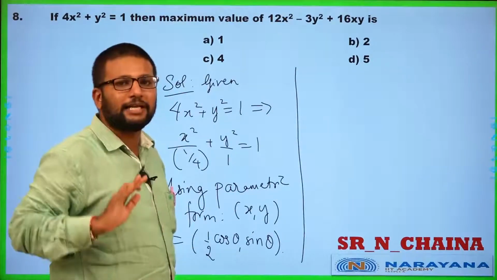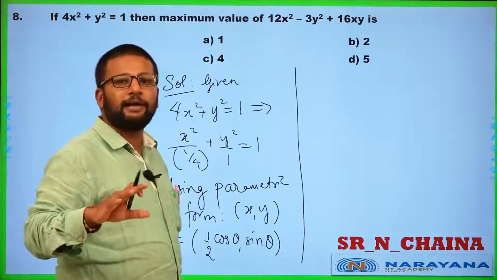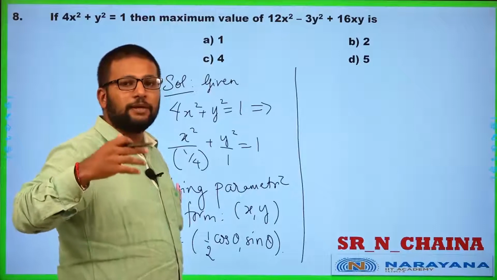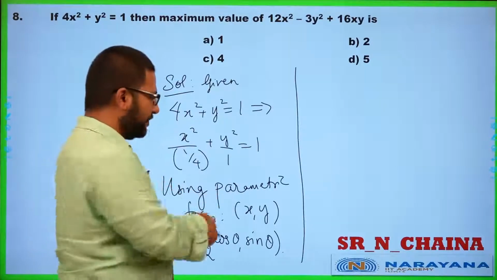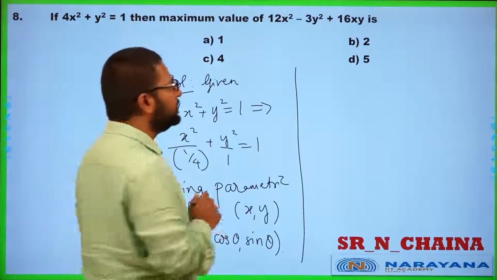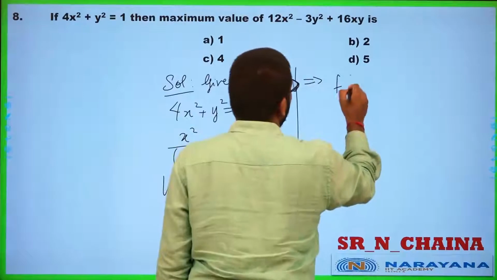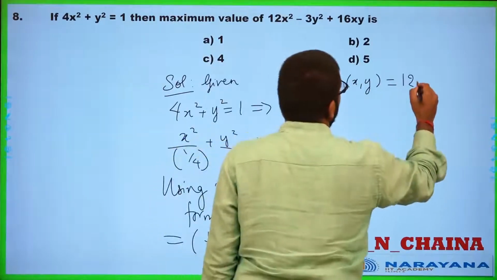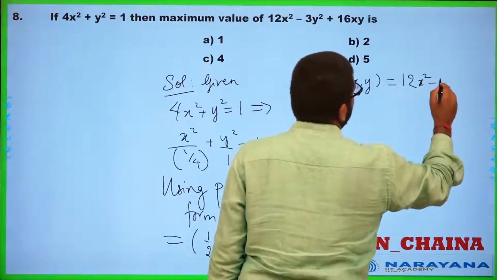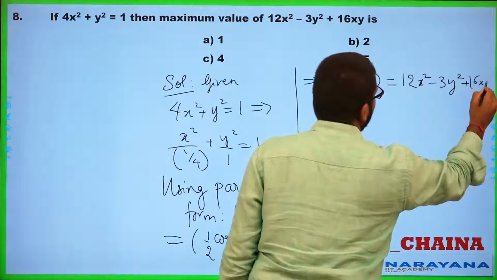We know how to deal with single variables, right? We have it in our JEE syllabus, at least; we don't know how to deal with minimizing or maximizing functions of two variables, but we know how to deal with one variable, which is exactly what we are doing, correct? So let us write this as f of x comma y as 12x square minus 3y square plus 16xy.